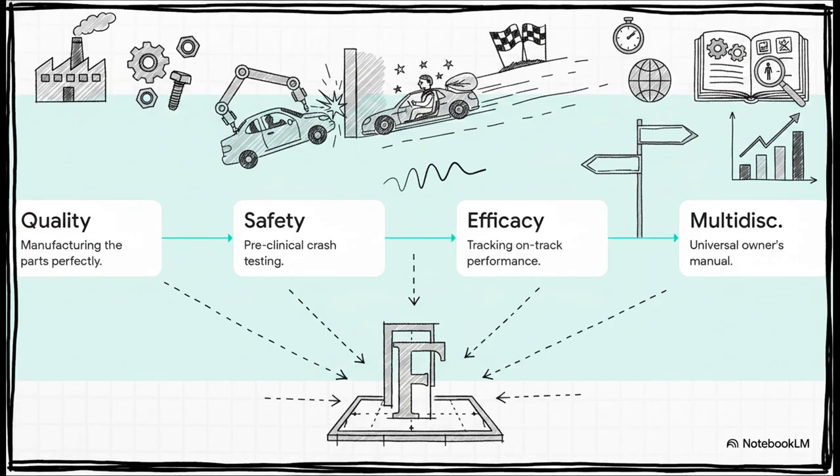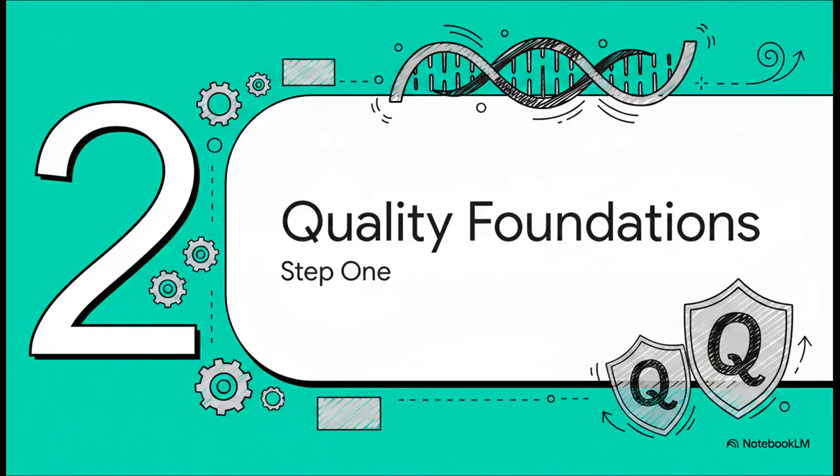Step 3 is efficacy. This is taking that car out to the track and measuring how it actually performs. And Step 4, multidisciplinary, is writing the universal owner's manual so that any mechanic anywhere in the world can understand it. By just keeping this vehicle analogy in your head, the ICH guidelines instantly transform from random alphabet soup into a highly logical, sequential project roadmap. So let's get into it.